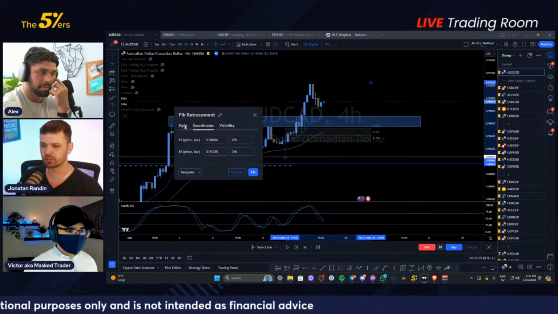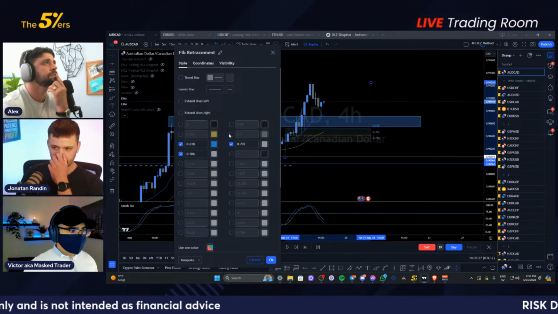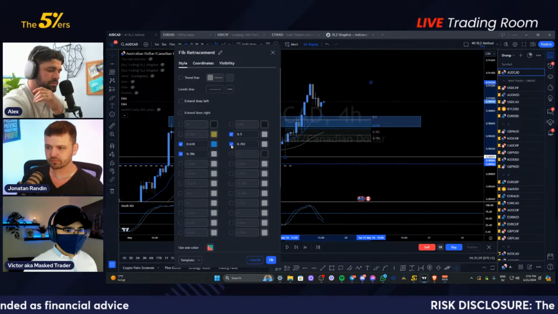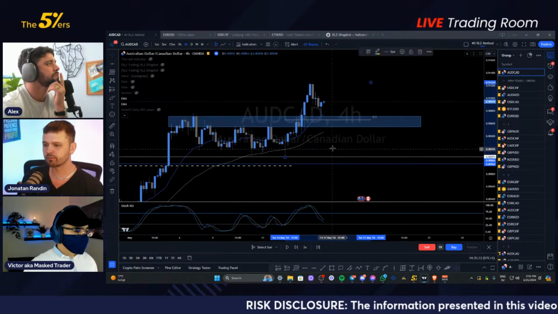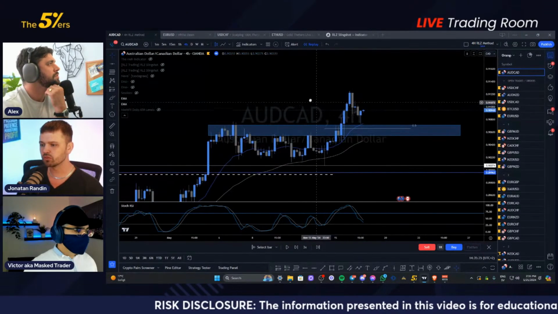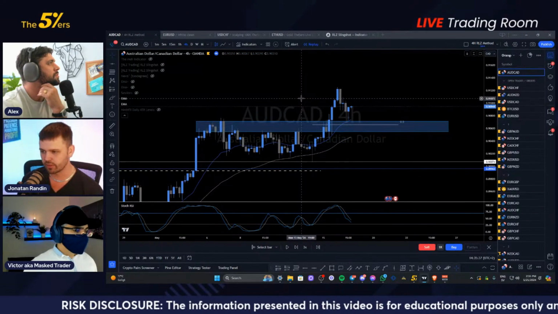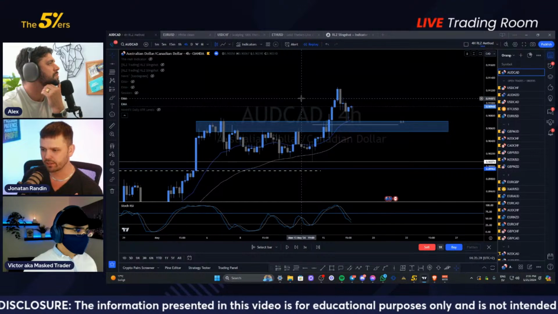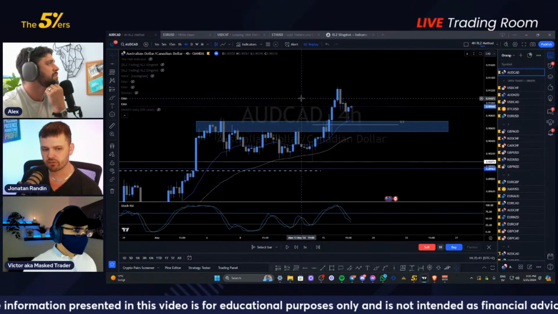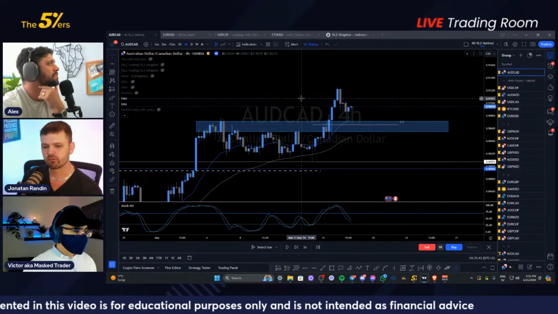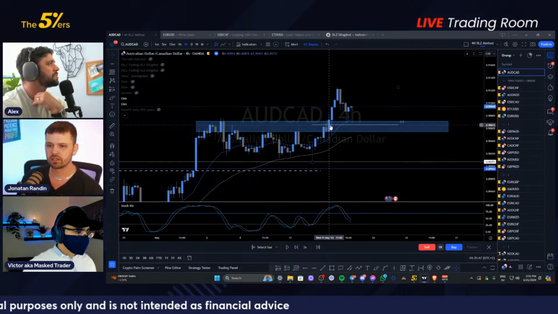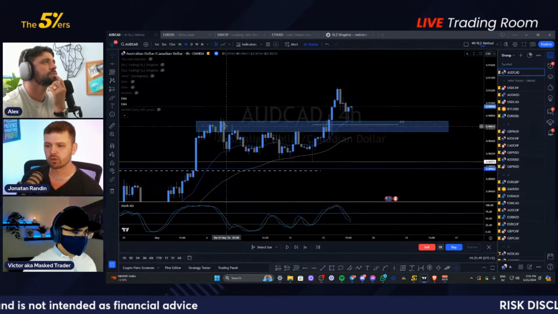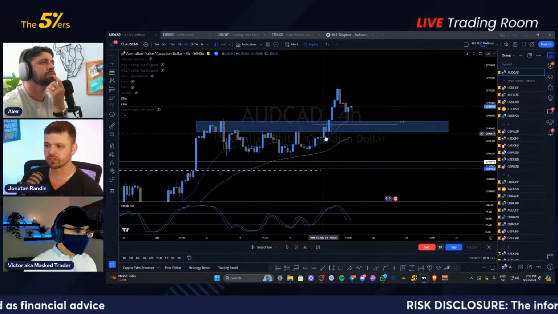I'm going to go into style here, add the 50, and remove everything else, so you only have the 50. What I'm doing here is using something called fib confluence, where I add fibs on different time frames and look for areas where there's confluence between the fibs. This is the 50% fib on the 4 hour. We now know that 50% fib is confluent with that horizontal level.